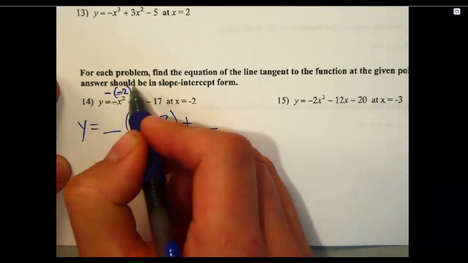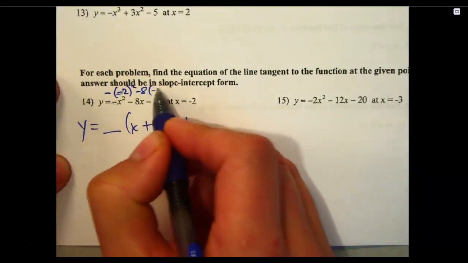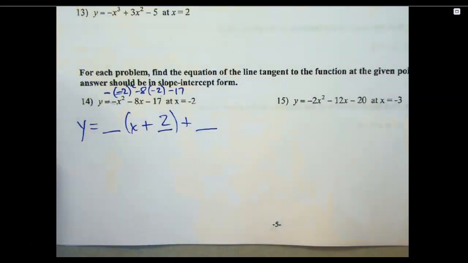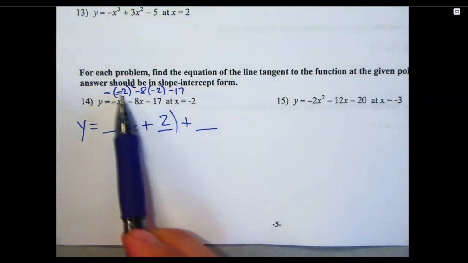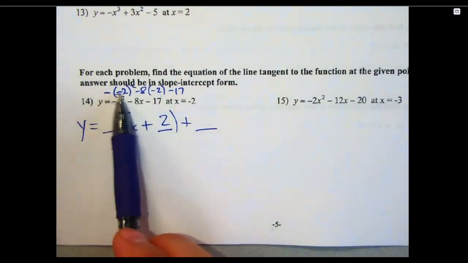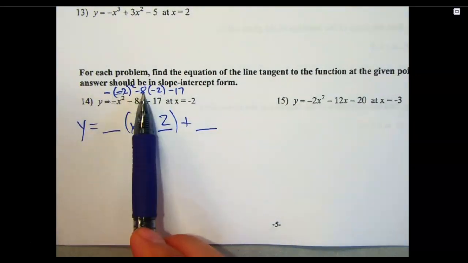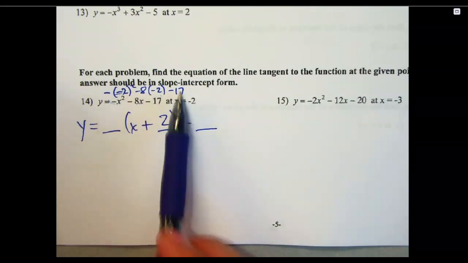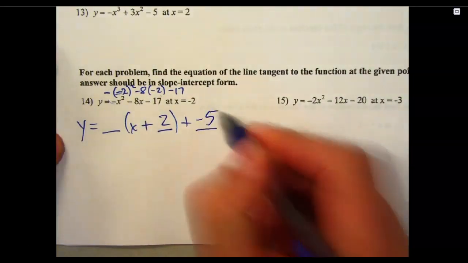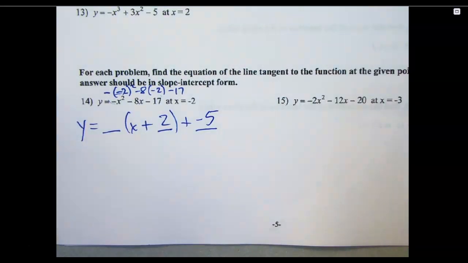Negative times negative 2 squared minus 8 times negative 2 minus 17. So negative 2 squared is 4, so it's negative 4. Negative 4 plus 16 is 12. 12 minus 17 is negative 5. So there's just one extra level of work here to find the y value. Then I've got to find the slope, so I'm going to use the derivative to do that.